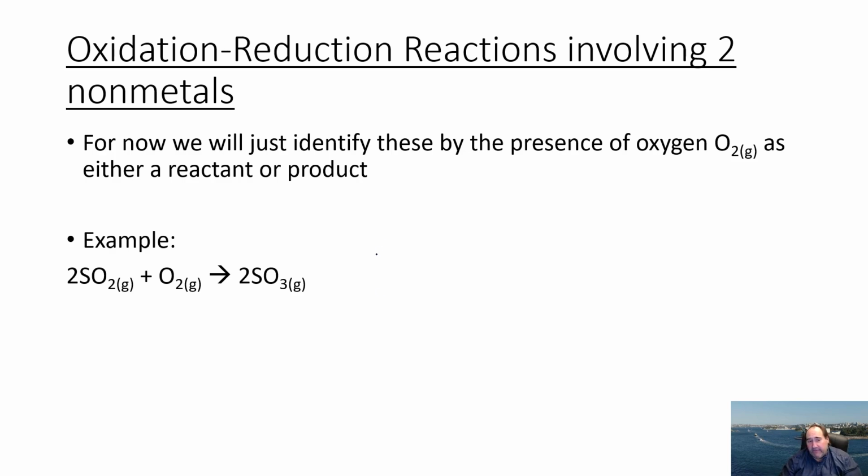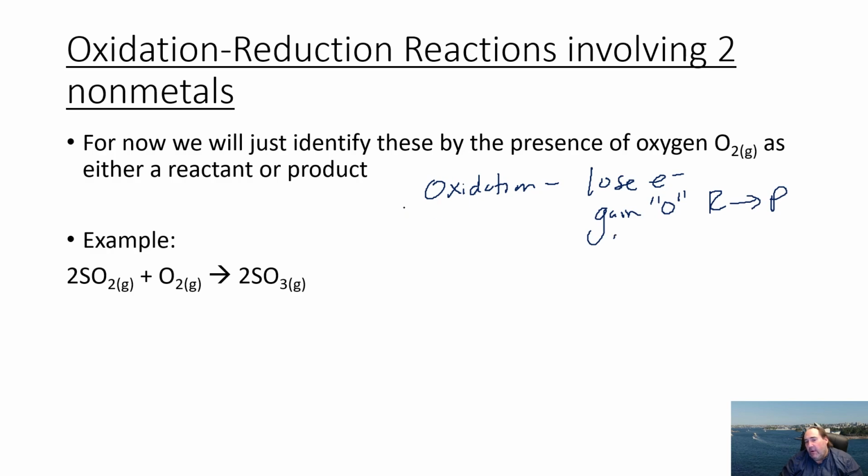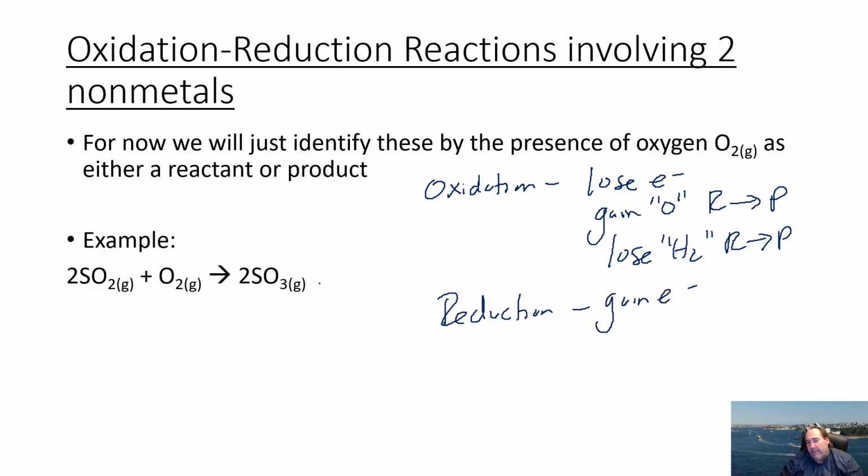But a couple other definitions of oxidation and reduction. Oxidation, as we just talked about, is when you lose electrons. It also can mean that you gain oxygen from reactants to products or lose hydrogen from reactants to products. Those are 3 definitions of oxidation. Reduction has similar definitions. It is the gaining of electrons, as we talked about. It is the loss of oxygen as you go from reactants to products. It's also the gaining of hydrogen as you go from reactants to products.